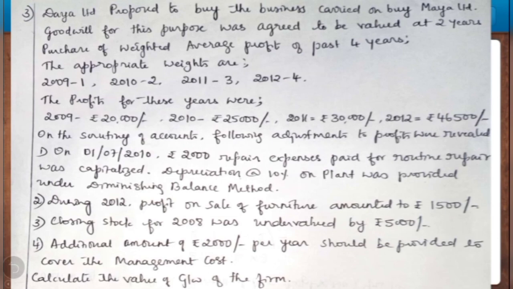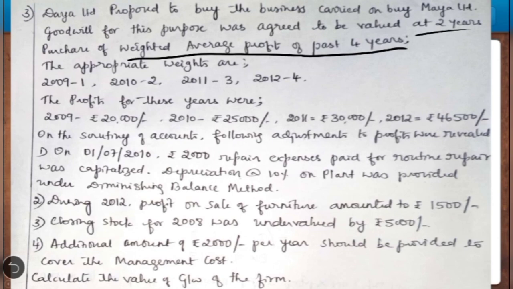Here again it is given that we have to calculate the value of goodwill at 2 years purchase of the weighted average profit of the past 4 years. So we have to follow the same steps. First step, we are going to calculate adjusted annual profit. Second step, we are going to calculate weighted average profit, and third step, we are going to calculate value of goodwill. And the weights are specifically given: 1, 2, 3 and 4.